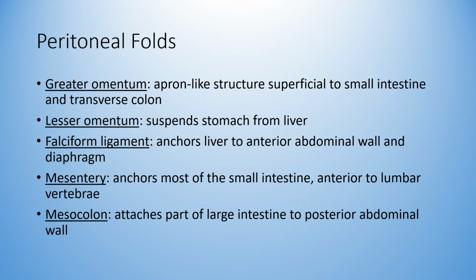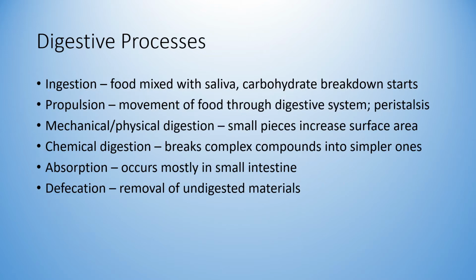The lesser omentum helps suspend the stomach from the liver, helping to position it correctly. The falciform ligament anchors the liver to the anterior abdominal wall and also to the diaphragm. The mesentery anchors most of the small intestines, and then the mesocolon attaches part of the large intestines to the posterior abdominal wall. So they're all working basically, once again, you have all these organs, and they're helping to hold everything in place relative to each other.